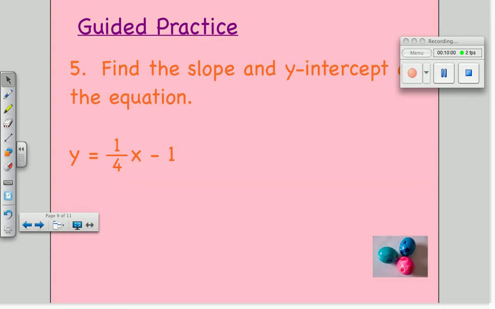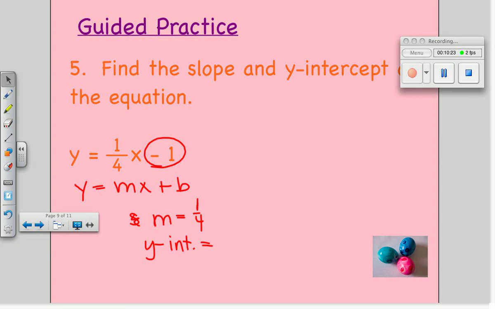Number 5, find the slope and y-intercept of this equation. Again, y equals mx plus b. So slope, m is the slope, is 1/4. And the y-intercept is b, which is -1.